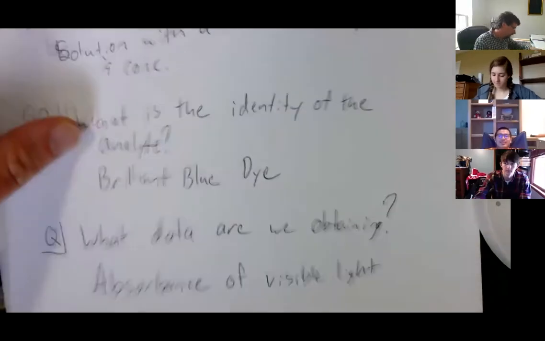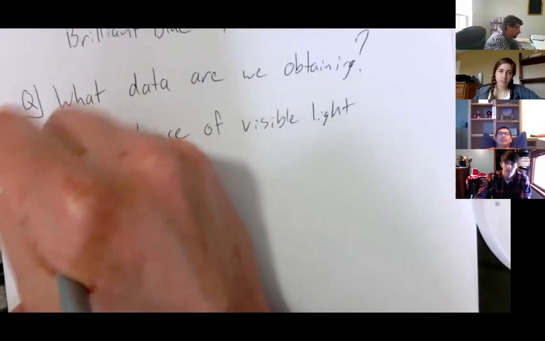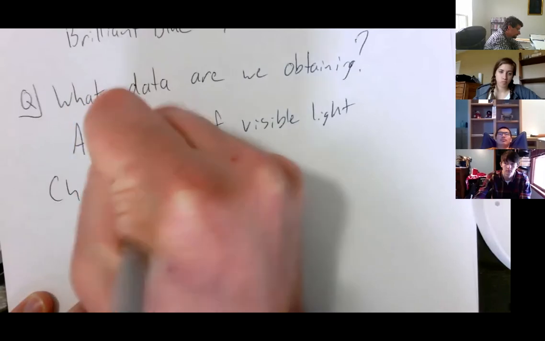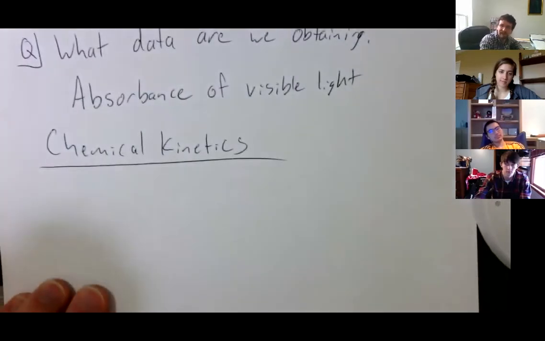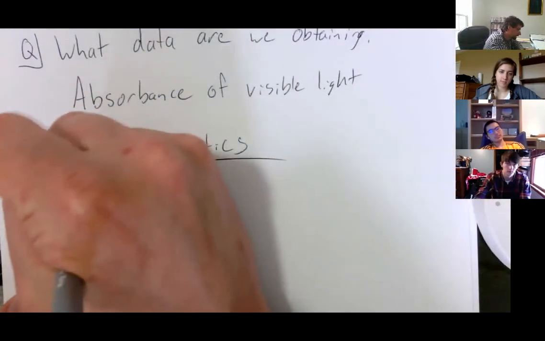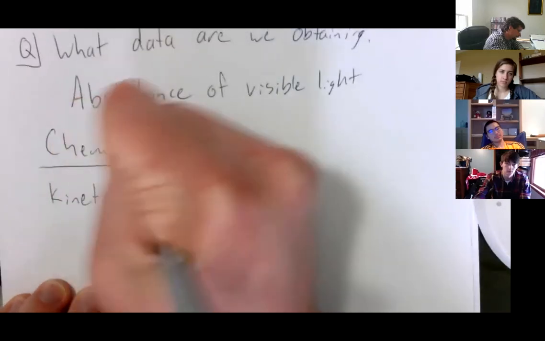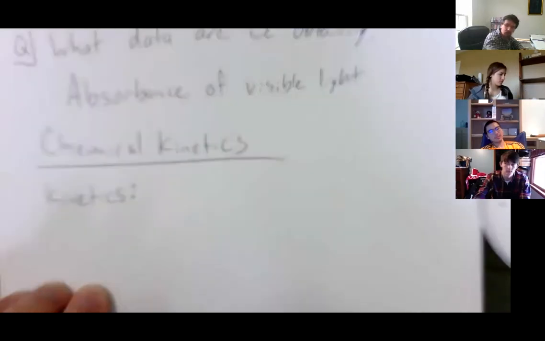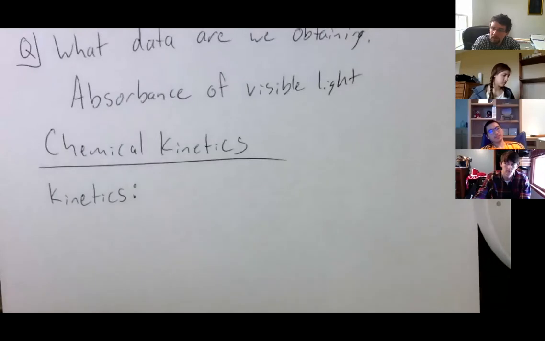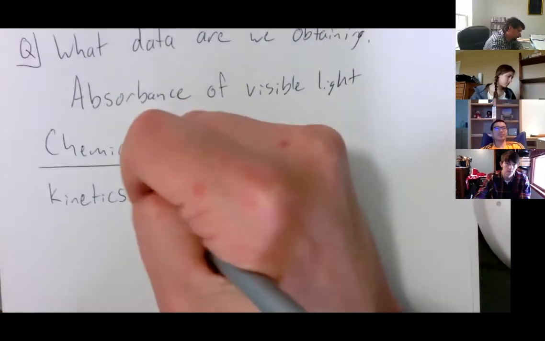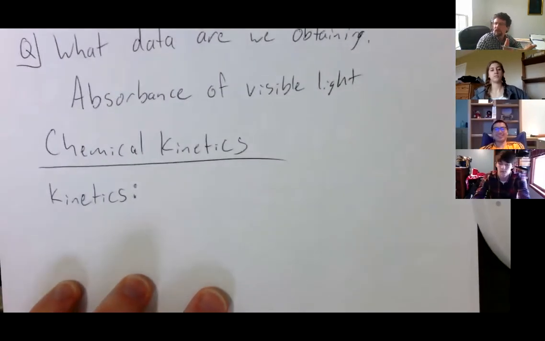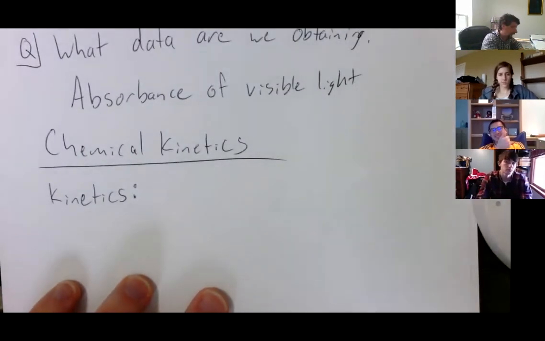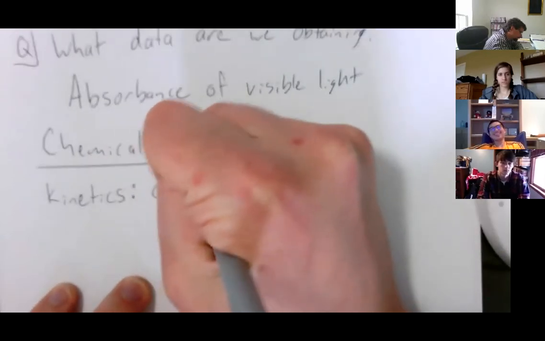Okay. So first, let's talk about chemical kinetics. What is the study of kinetics? We're trying to find out the rate of the reactant disappearing and the product appearing. So basically, you're looking at changes in concentration over time.